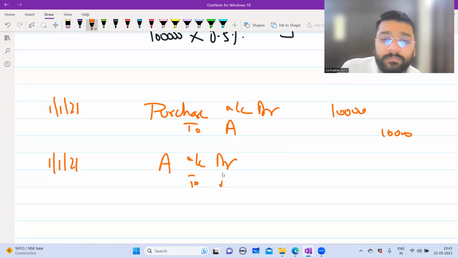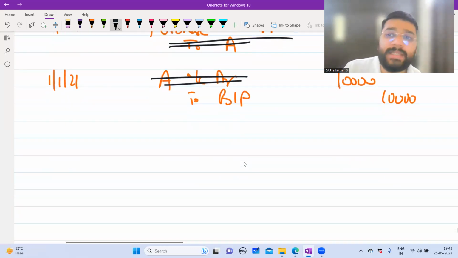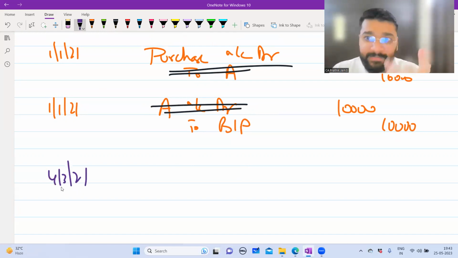A account to bills. Very good. So when I do that, bills, A account is getting knocked off. A is closed here, opened here and closed here. Then what is the next date? 4th March or 4th April? March. 4th March 2021. You are receiving the money or paying the money?